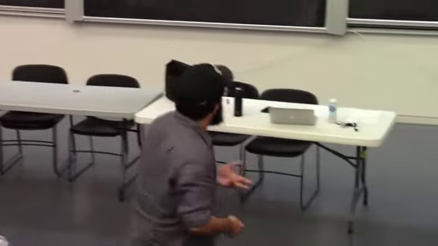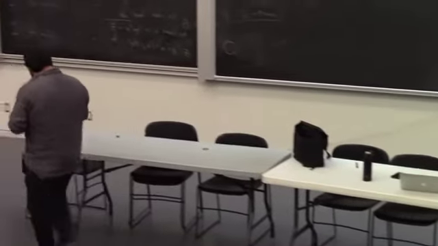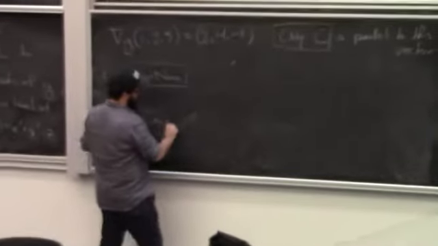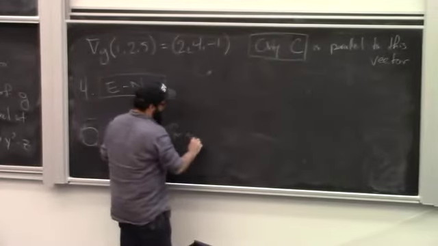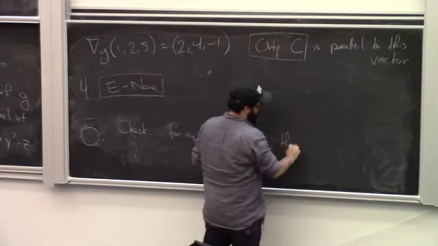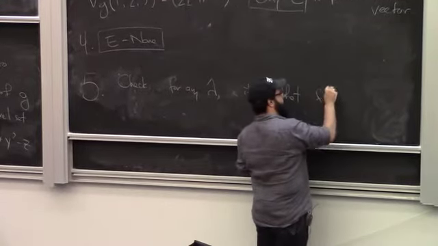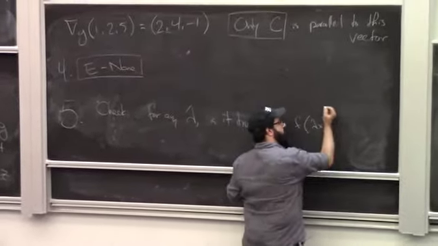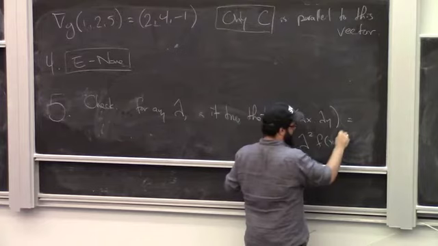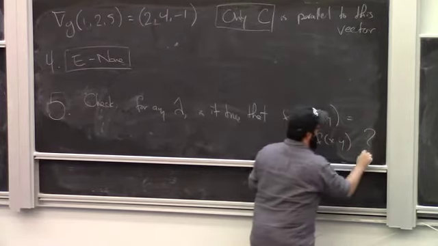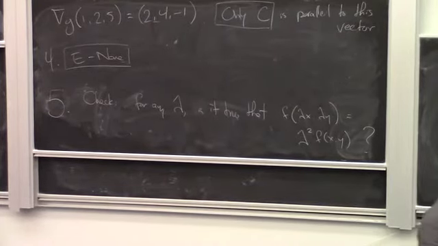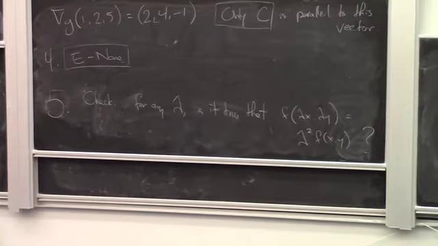So knowing this, all you really want to check here is the following thing. Check for any lambda, is it true that f of lambda x, lambda y equals lambda squared f of x, y? That's what the question's asking you. Is this true? So understanding that definition, this boils down to just checking 4 things. You could just compute them.